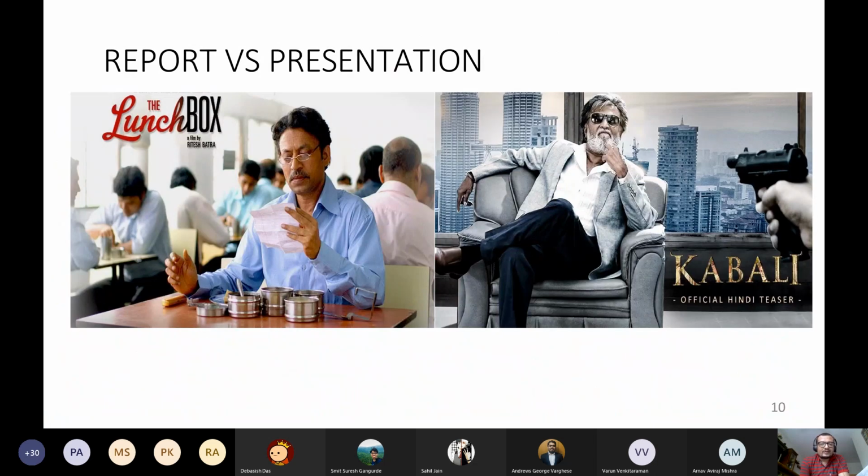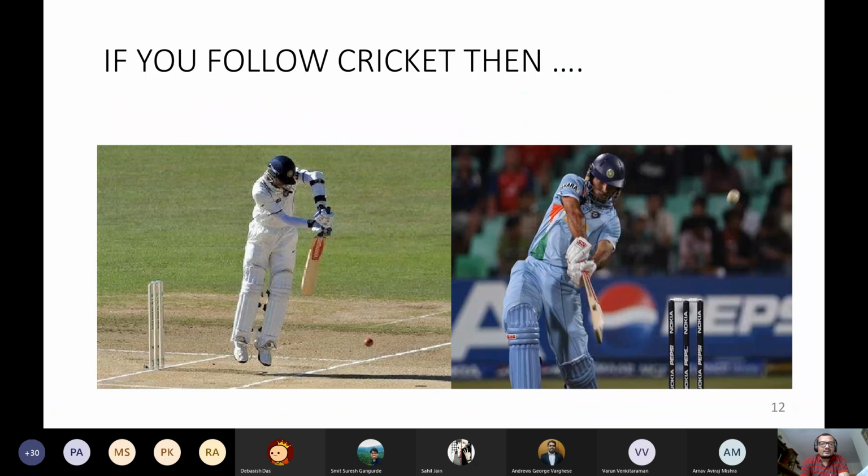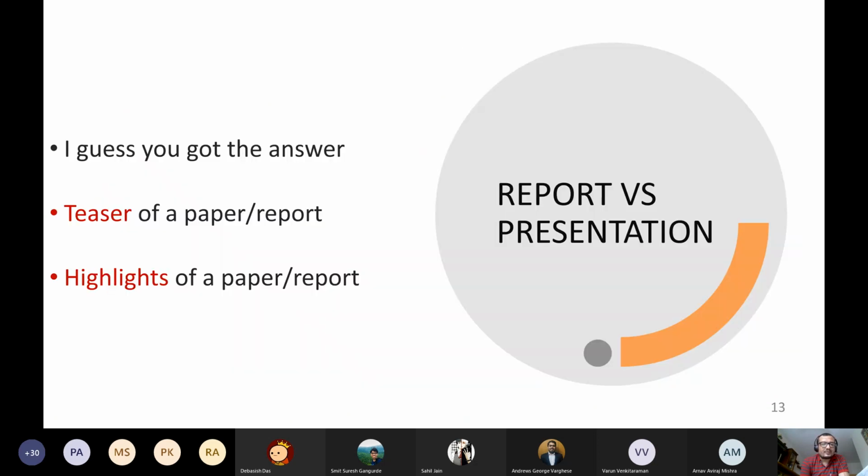These are my different ways of differentiating a presentation from a report. If something makes sense out of this slide, it's okay. If not, you can go for this slide also. And even if this particular slide doesn't help you, maybe some bit of cricket. And even after these three slides, if you are not getting the point, then maybe my presentation is not good enough.